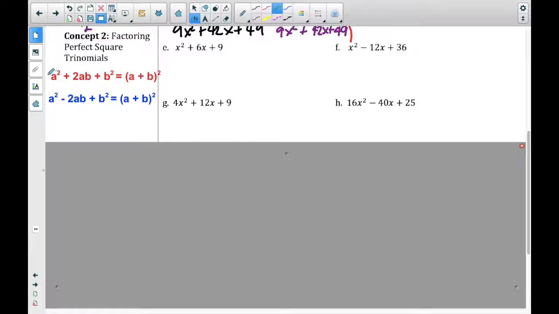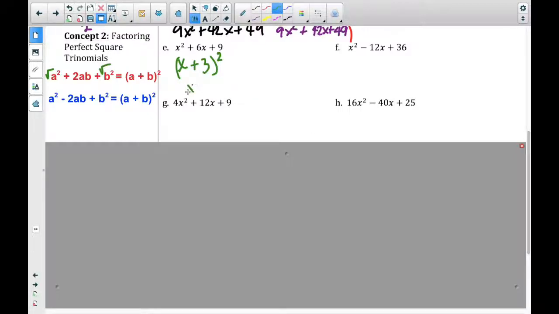So in other words, we have to think of what's the square root of a squared and what's the square root of b squared. And that is how we're going to get our answer. So if I look at this, the square root of x squared is just x. The square root of 9 is just 3. And I'm done. And you might say, hang on a second, what happened to the 6x?